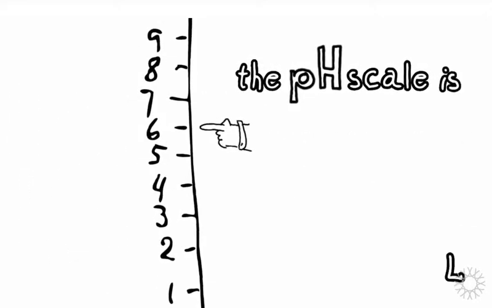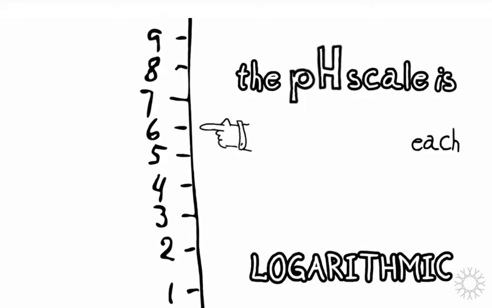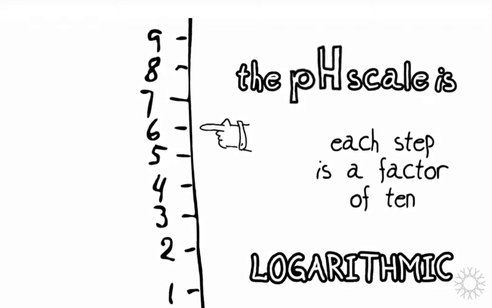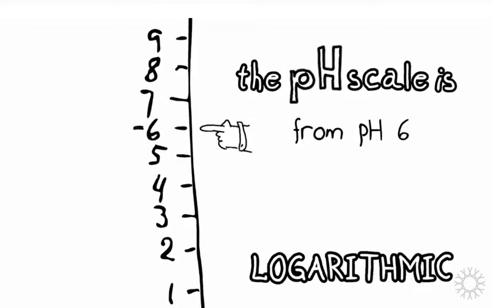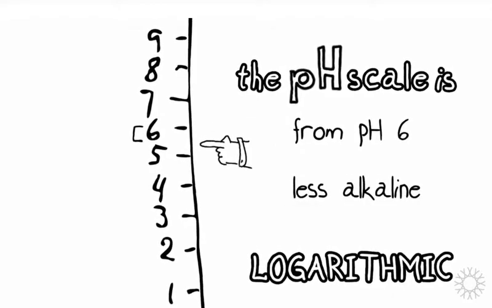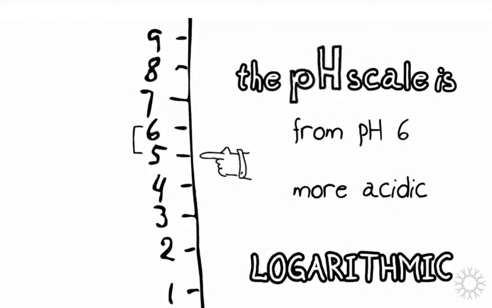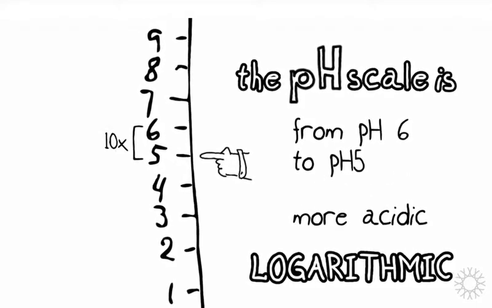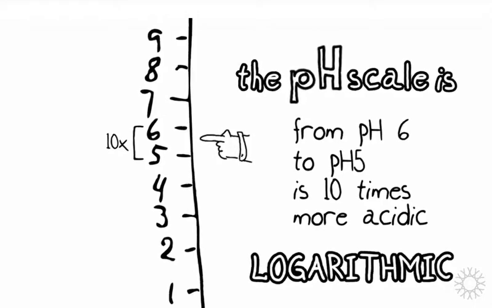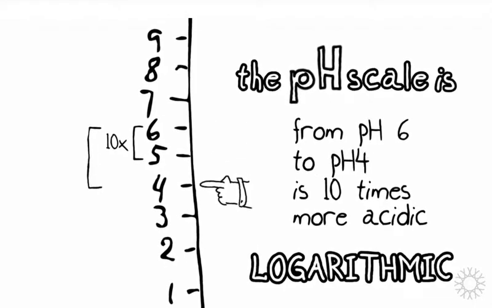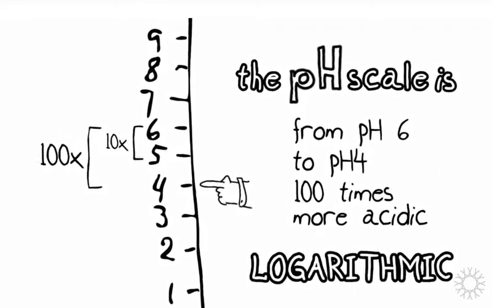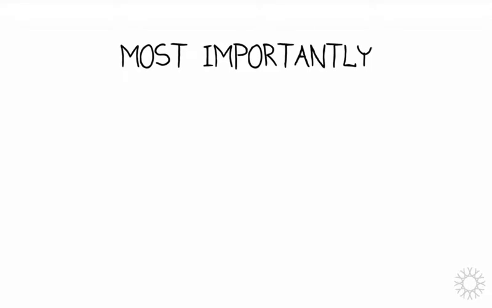Note that the pH scale is logarithmic, which means that each step is a factor of 10. If you go from a pH of 6 to something slightly less alkaline, that is, more acidic, at a pH of 5, you're actually increasing the acidity 10 times. Going from pH 6 to pH 4, it's more acidic by a factor of 10 times 10, which means 100 times more acidic.